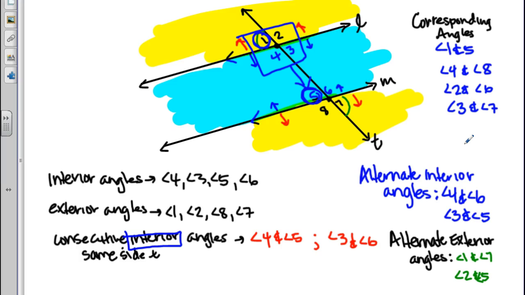All right, so you should be able to pick out corresponding angles, interior angles, exterior angles, consecutive interior, alternate interior, alternate exterior. You should be able to pick all of those out for me when I see you in class tomorrow.